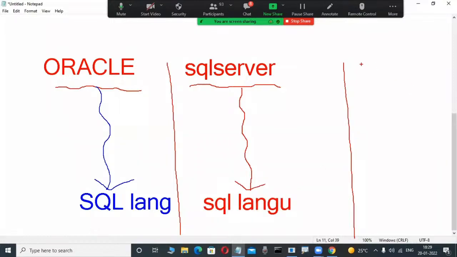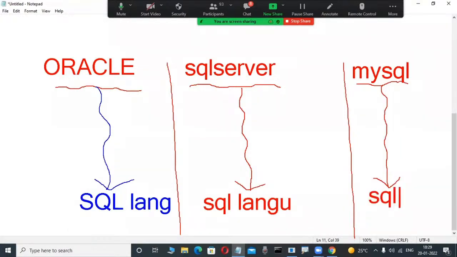Again, so many people in my company are using MySQL, which is also a relational database product. Some employees are working on the MySQL product, which is open source. To operate the MySQL database, they are also using SQL as the language. So SQL is a universal language.